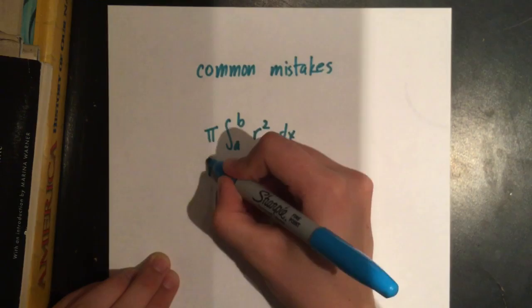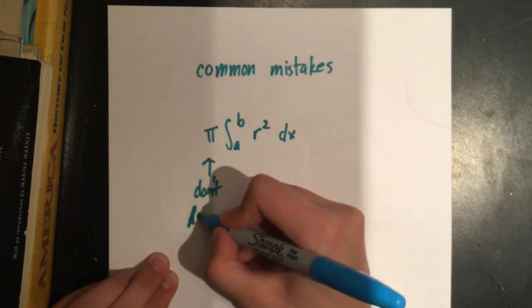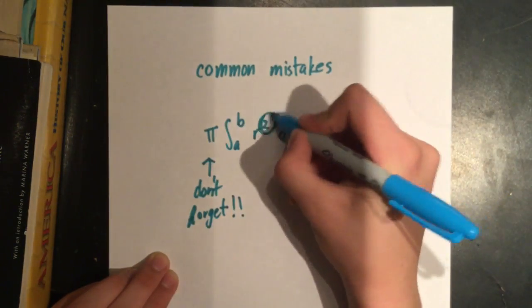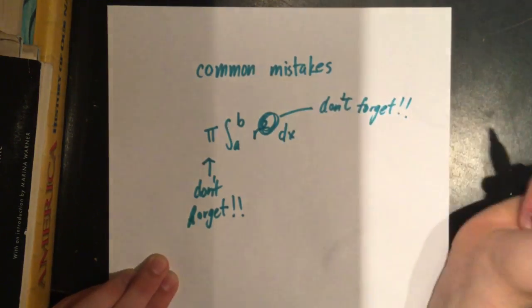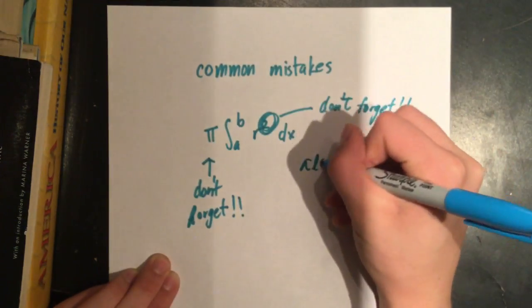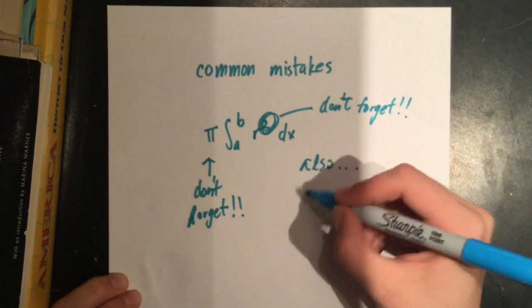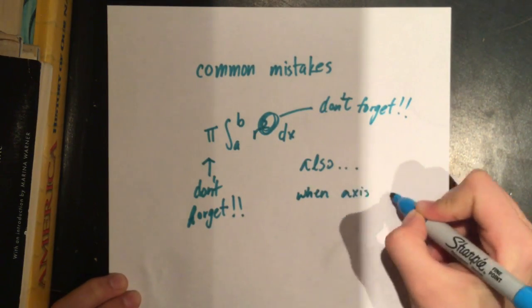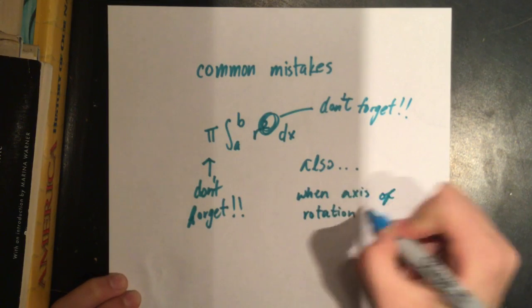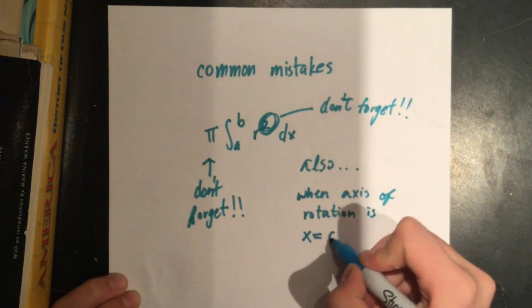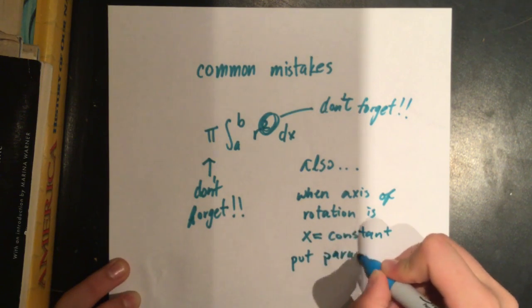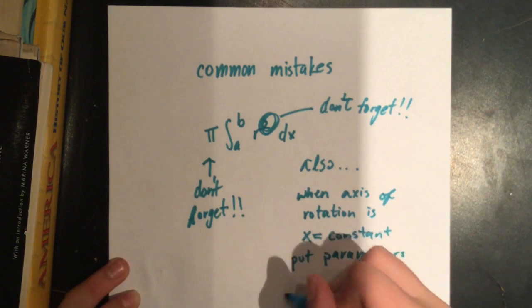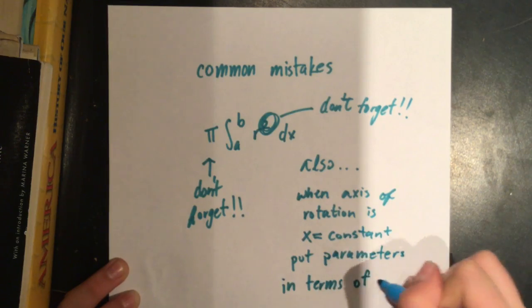One of the big ones is forgetting the pi out front of the integral, which is really important since we're dealing with circles, so we have to have that pi constant. Another one is forgetting to square the r, which again is really important since we're dealing with circles. The last one is something I've mentioned a few times already: when the axis of rotation is a vertical line, so a line where x equals a constant, we have to make sure that all of the parameters are in terms of y and not in terms of x.